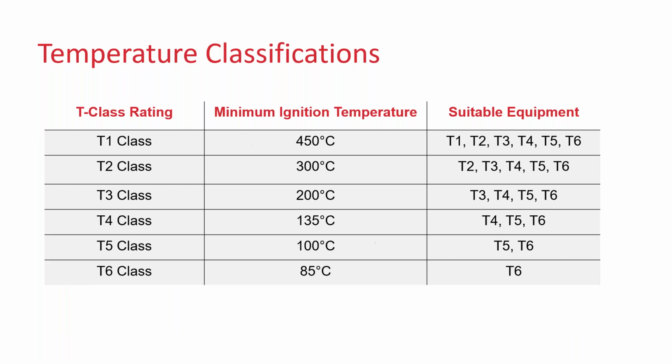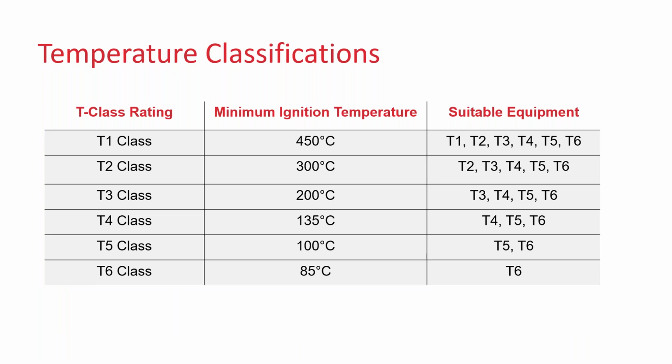As well as ignition energy, we also need to take into account ignition temperature. And this is defined as the temperature at which a substance can ignite and sustain combustion without being initiated by an external spark, flame or heat source. So as an example, hydrogen has an ignition temperature of 560 degrees Celsius, so therefore it would be classed as a T1 class gas, whereas at the other end of the spectrum, carbon disulfide has an ignition temperature of 90 degrees Celsius, so it would be classed as a T6.